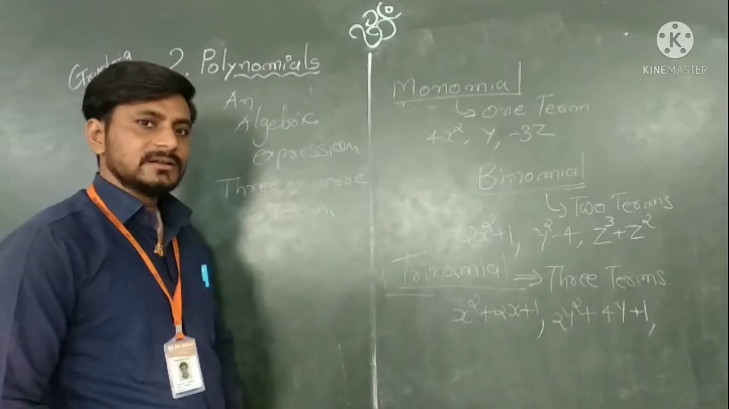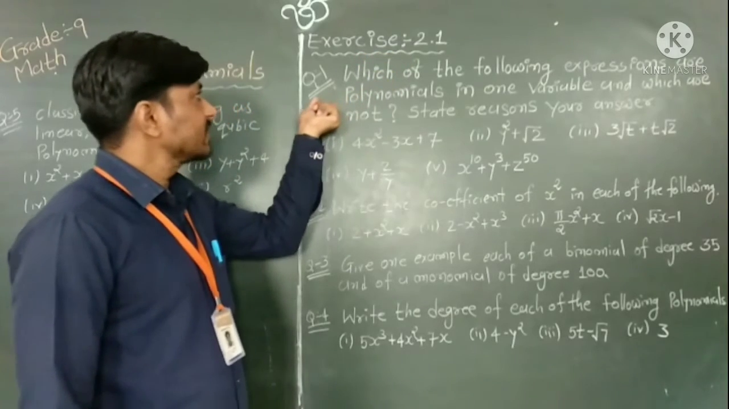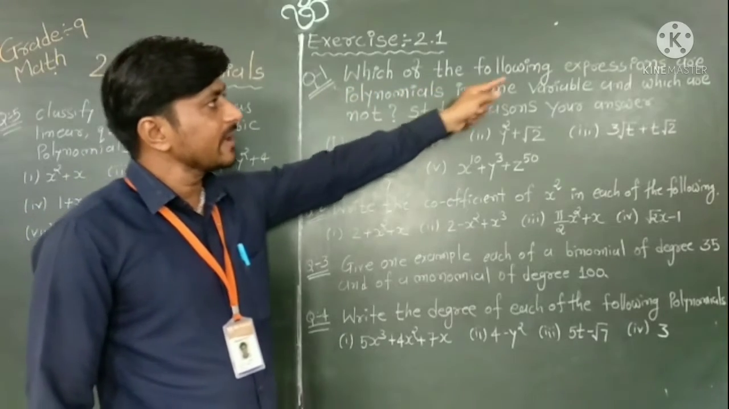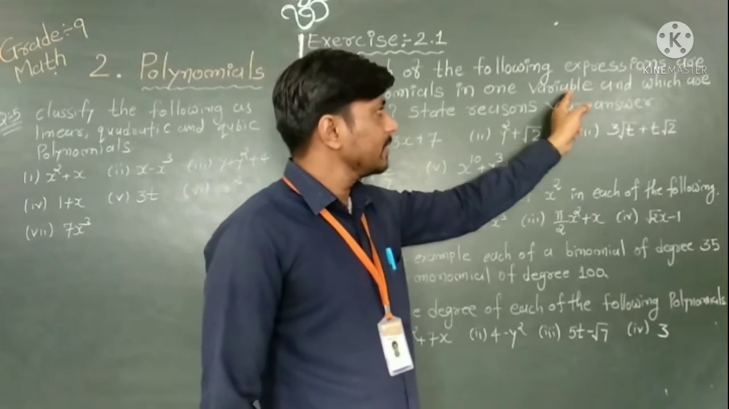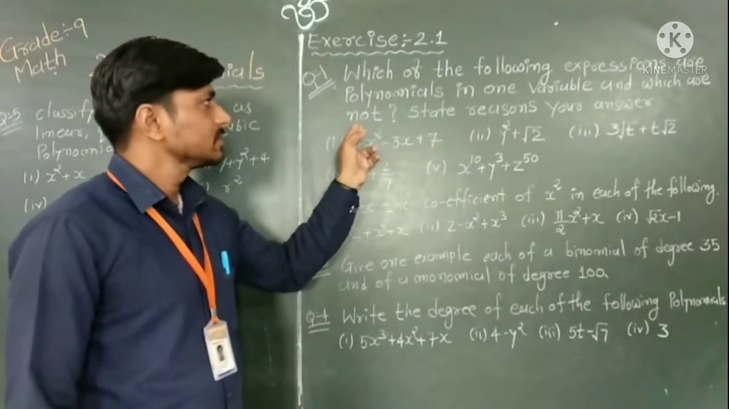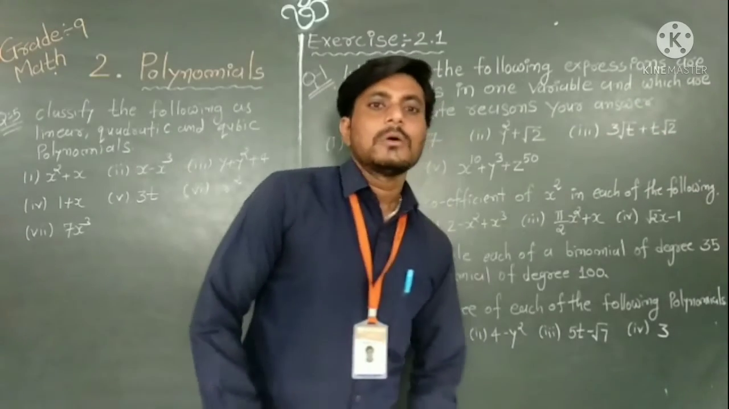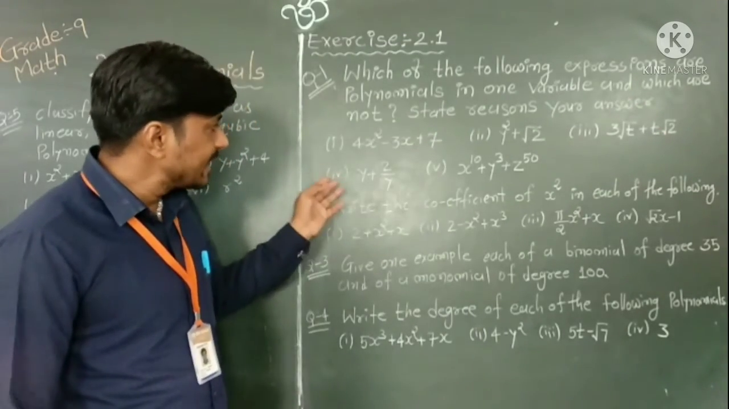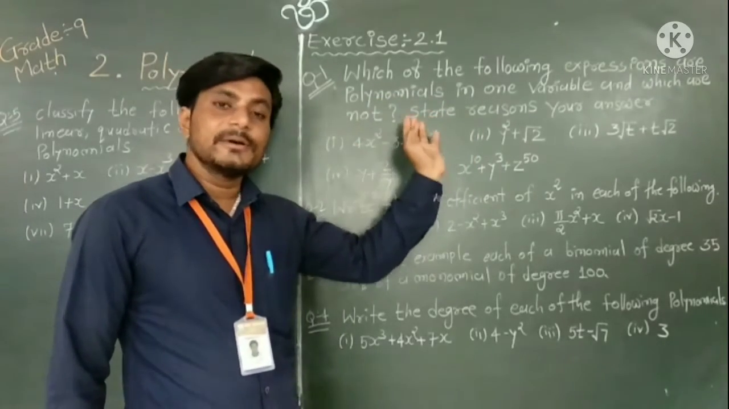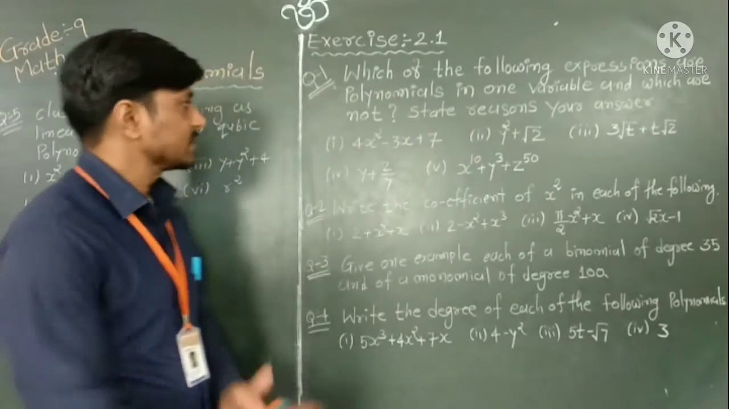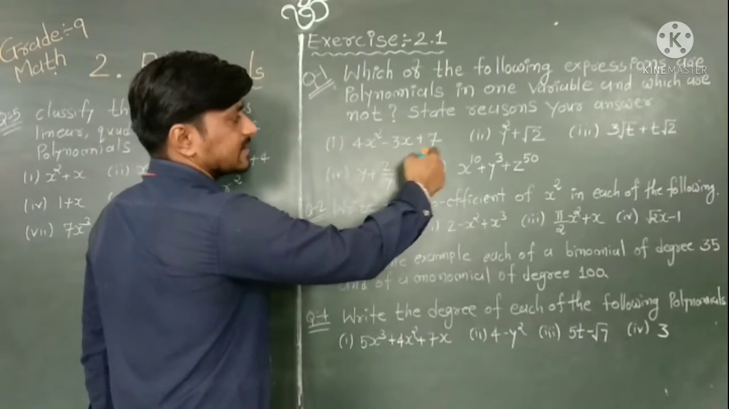So let's start. What is exercise 2.1? Question number one: Which of the following expressions are polynomials in one variable and which are not? State reasons for your answer. Okay, so we have to identify which one is a polynomial in one variable or not, with reason. So what is the first example? 4x square minus 3x plus 7.